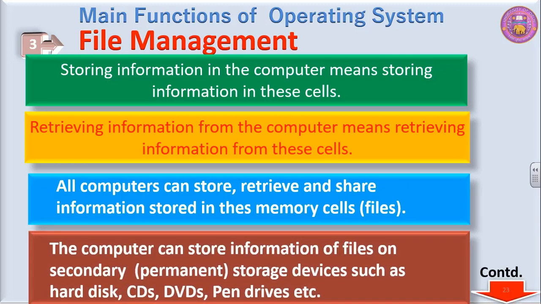The computer can store information of files on secondary storage devices such as hard disks, CDs, DVDs, pen drives, etc. Inside the computer, it is the operating system which assists in storage, retrieval, and sharing of information from the memory cell.